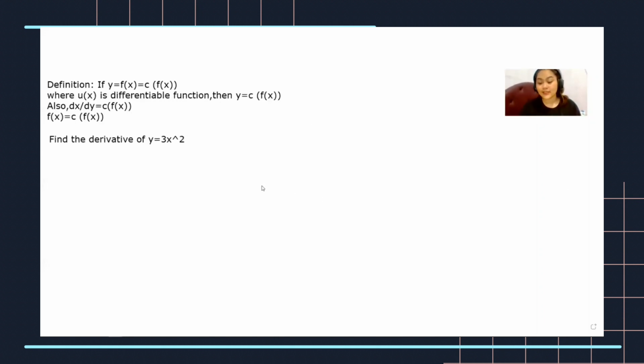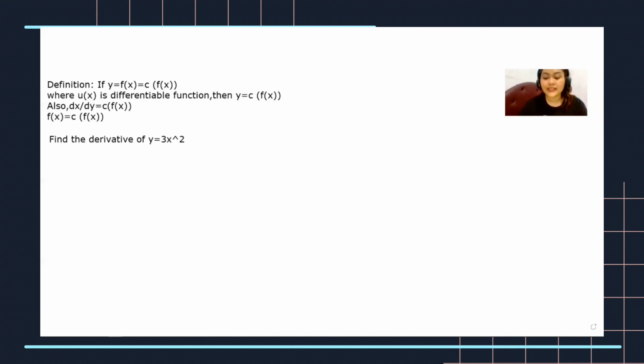Our fourth rule is constant multiple rule. Definition: if y is equal to f of x equal to c multiplied by u of x, where u of x is a differentiable function, then y prime is equal to c multiplied by u prime of x. Also, dy over dx is equal to c multiplied by u prime of x. And f prime of x is equal to c multiplied by u prime of x.